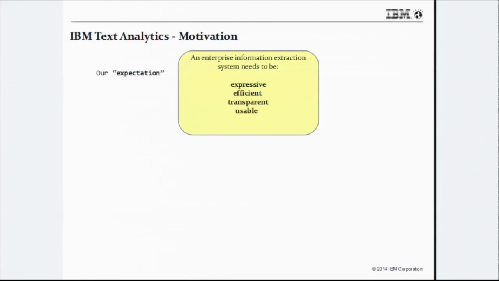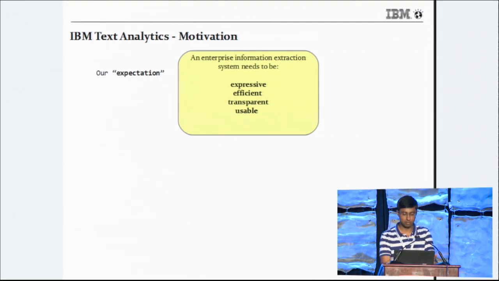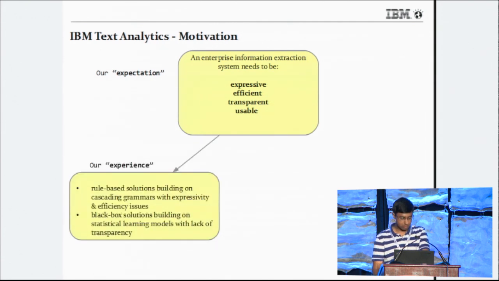So when we began at IBM Research, they ran into a problem with information extraction systems, where their expectation was that such a system had to be expressive, efficient, transparent, and usable. They ran into systems that were pretty much rule-based, leveraging cascading grammars, which had efficiency issues, and also black box solutions, which were using a lot of learning under the cover, and it was very difficult to be transparent and to identify problems in extractions.